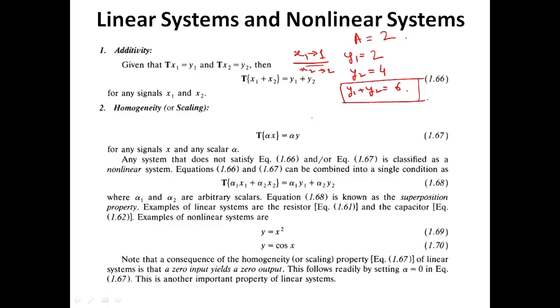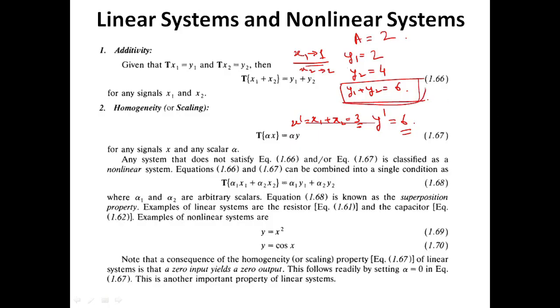Now say I add up x1 plus x2, so it comes out to be 3. What should be y dash? So x dash equals x1 plus x2, and y dash is 3 multiplied by 2, that is again 6.